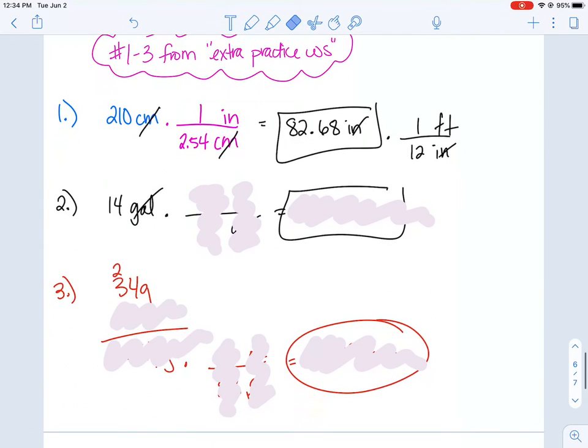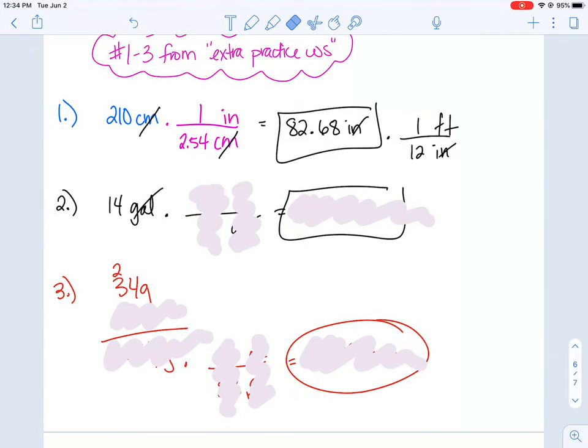All right, look at number 2. Number 2 says in Europe, gasoline is sold by the liter instead of gallons like here in the US. Assume that it takes 14 gallons of gasoline to fill the tank of a compact car. How many liters is that? So we need to get out of gallons and into liters.